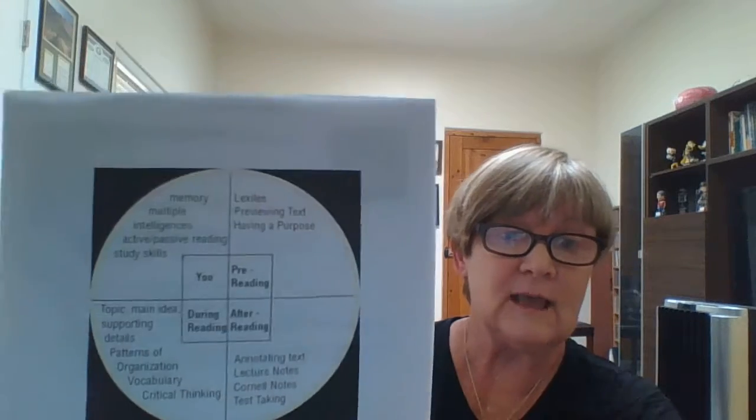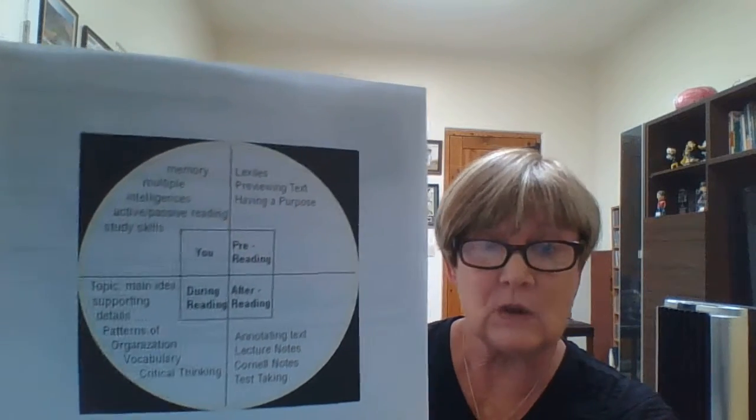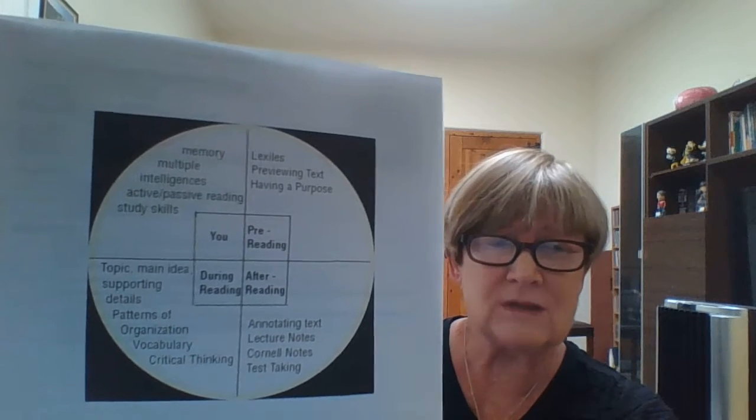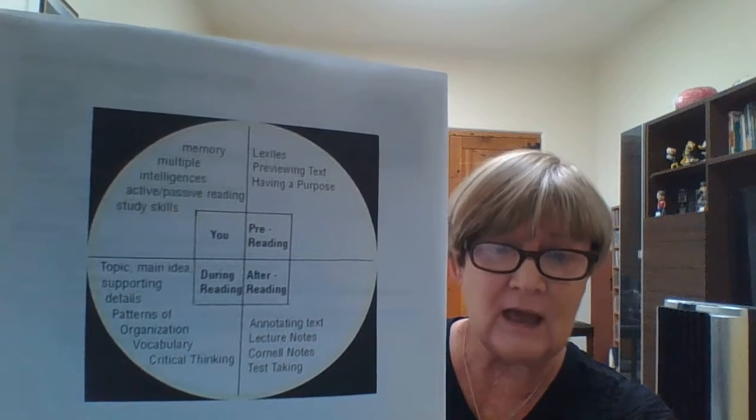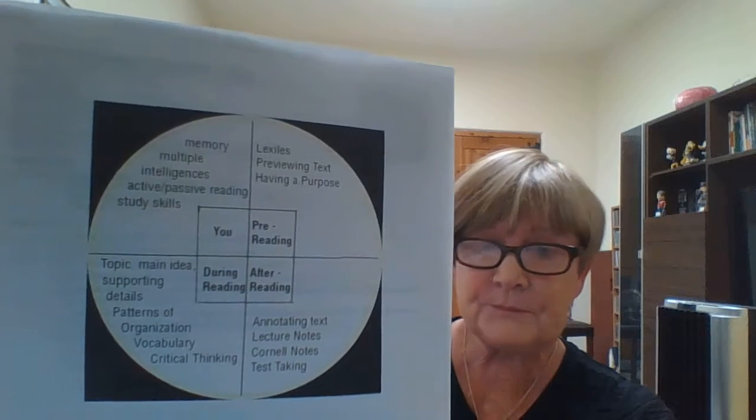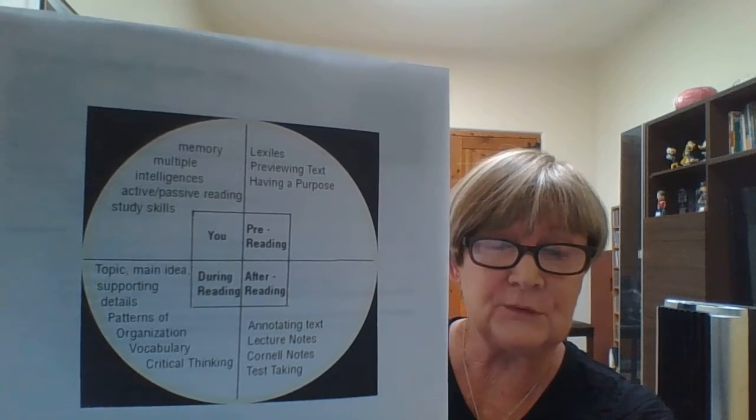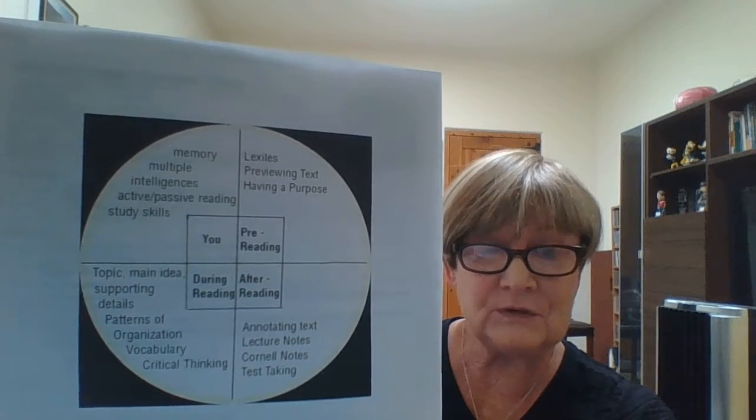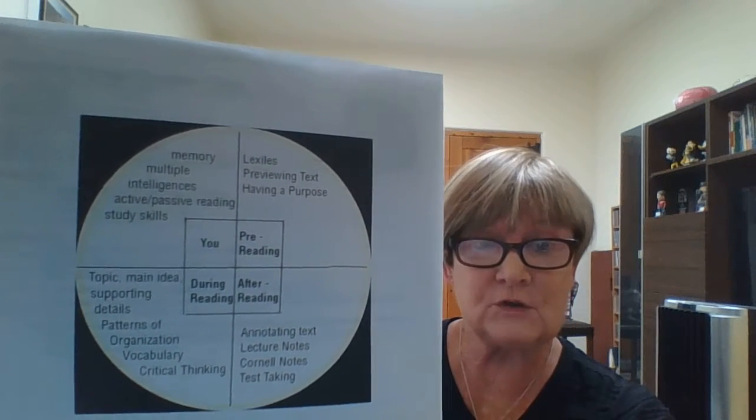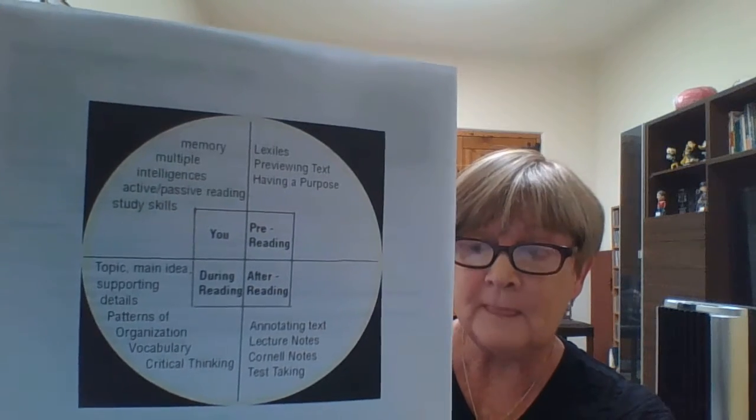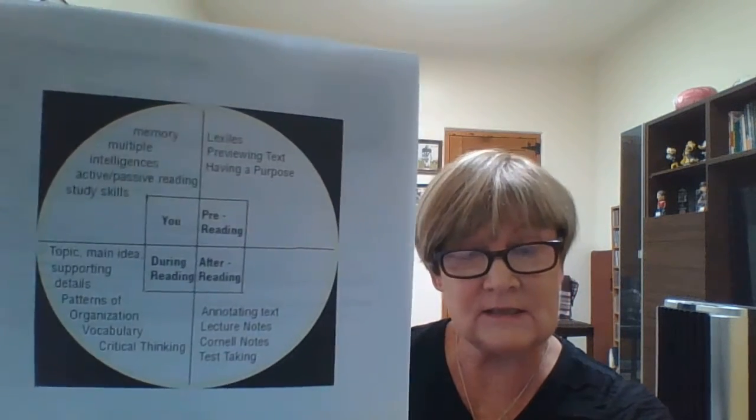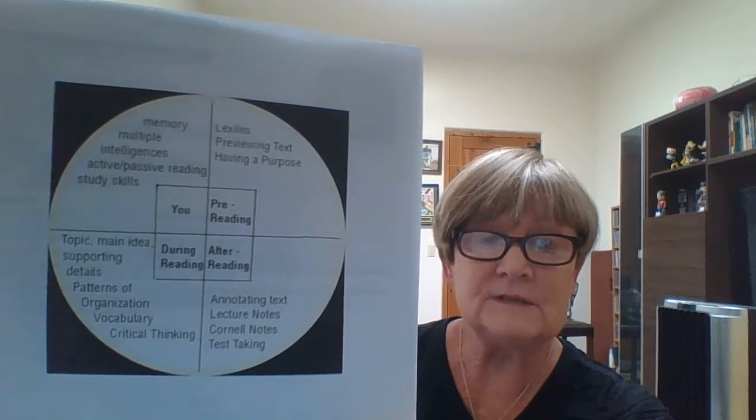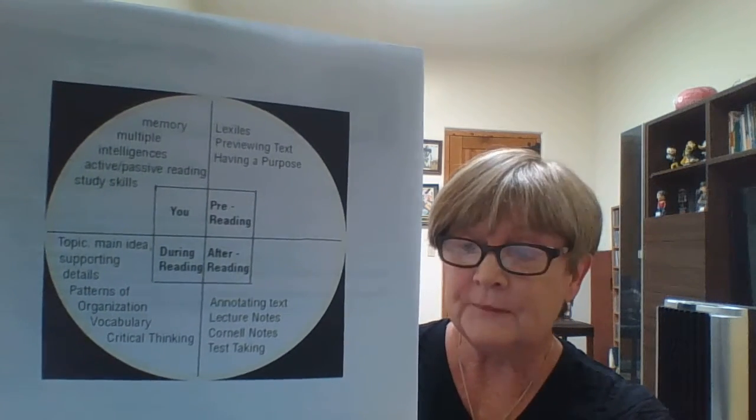Second, you're going to look at multiple intelligences. What did we learn about the way everybody learns? Who's Gardner? What is his theory on intelligence? Active and passive reading. Are you an active reader? Are you a passive reader? What kind of reader do you need to be if you want to make sure that you are successful? And finally, what are some study skills, things that you can do every day, weekly, to help with your courses?